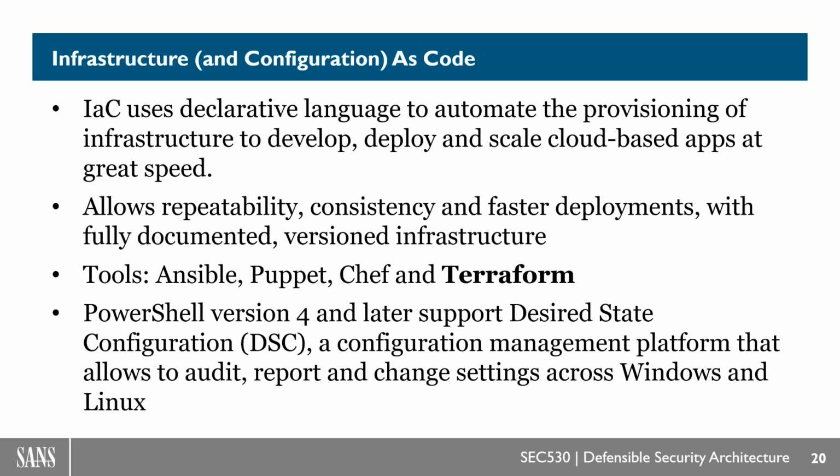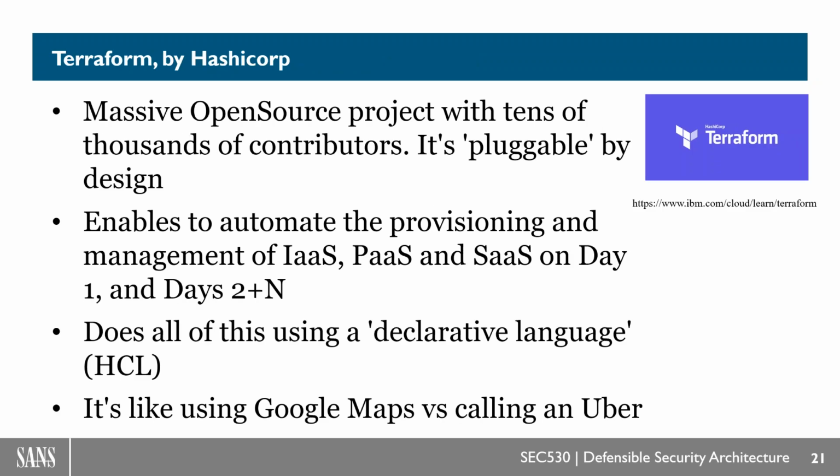We also have something on Windows, right? Since Justin's been talking about what we can get with some of our licenses, you also get, since PowerShell 4, DSC. This is desired state configuration. It's, again, a declarative language, and now it's included with Windows, and it allows you to not just audit, but also change settings across Windows and Linux servers. So that's very powerful, and you have it already, right?